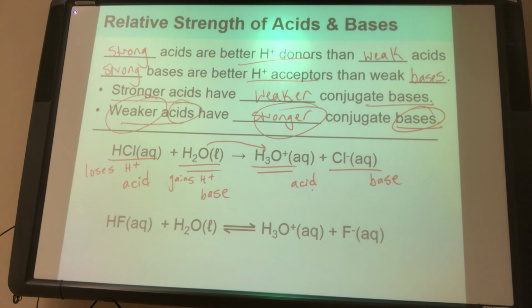Now we want to know the strength. There's two ways you can know the strength. One, you can know this guy off the chart, or the fact that this is a single-headed arrow. If it only goes in one direction, we know that it's got to be a strong. So if he's a strong acid, then what does that make him? This makes him a weak base.